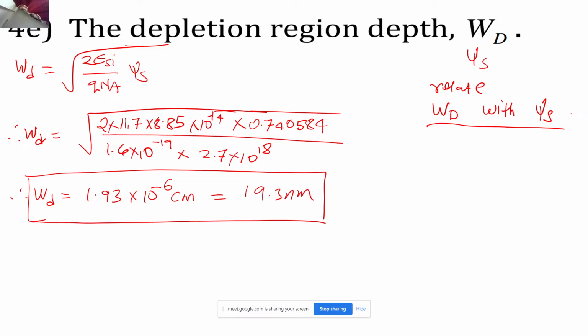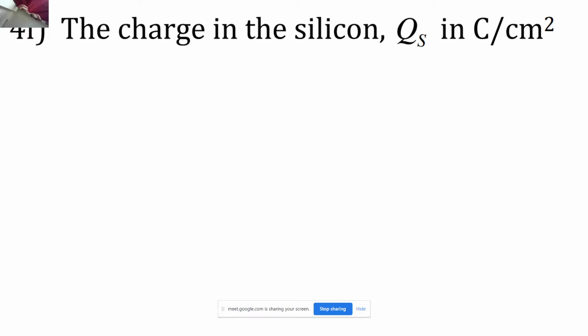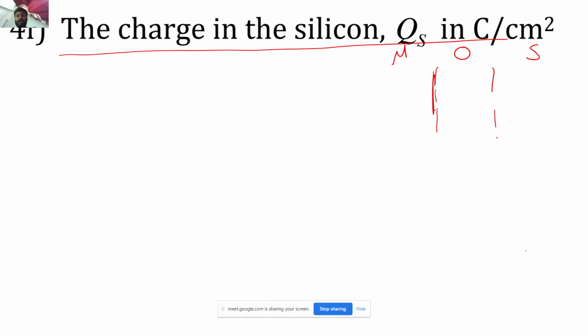Moving to the next part of the question, they have asked for the charge in the silicon, QS, in coulombs per centimeter square. So they are asking us to calculate the charge per unit area on the silicon side. Let me draw the charge density quickly. We have oxide, we have silicon, and a plus QM applied over here. Corresponding to that, we get a depletion region, and this is Q depletion.